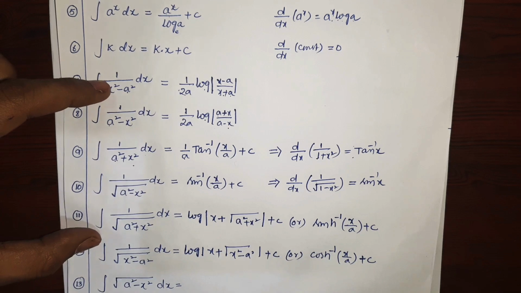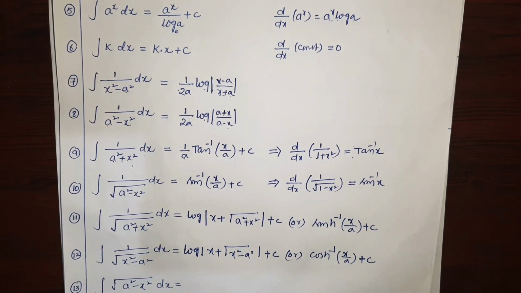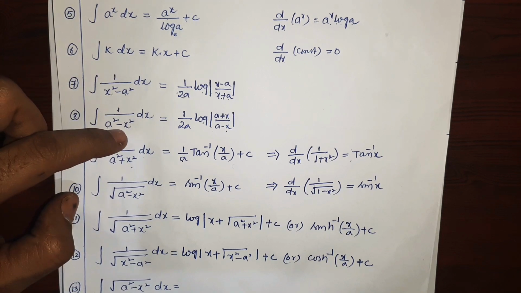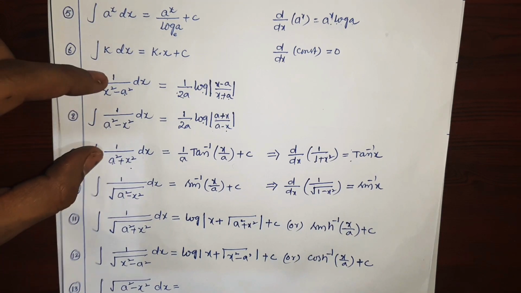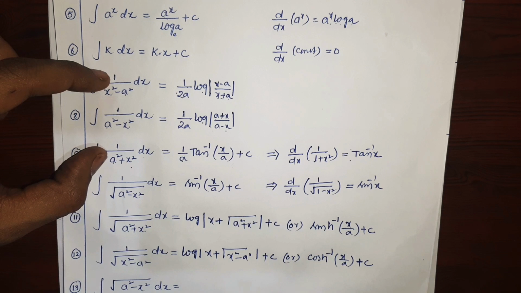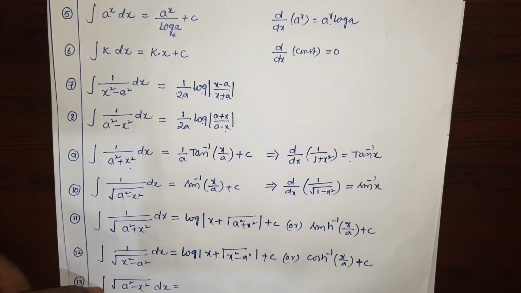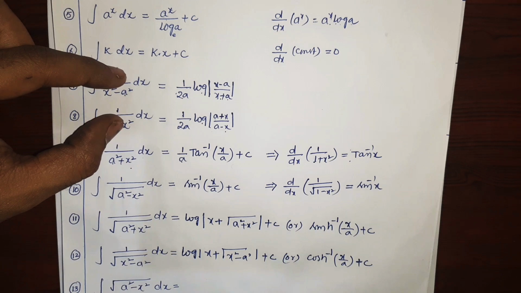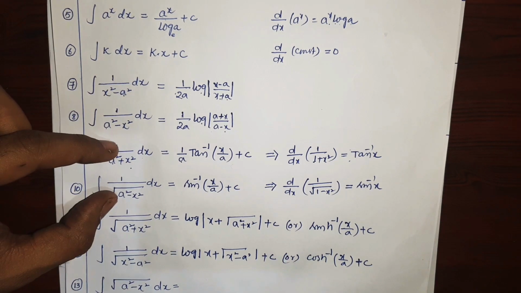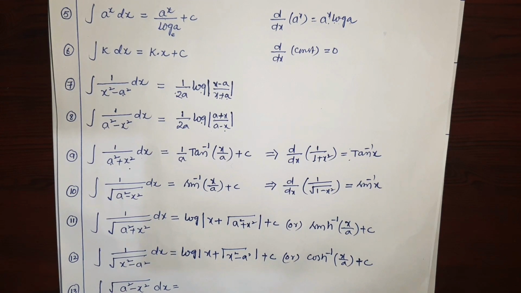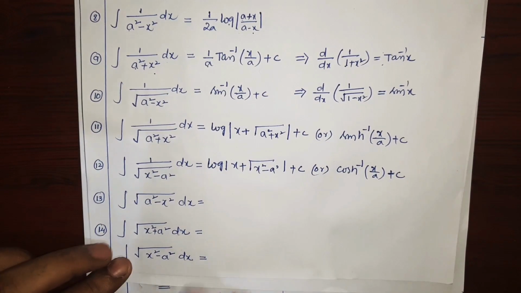So the starting 6 formulas are based on some logics. The first 3 formulas are without root in the denominator. The next 3 formulas are with root in the denominator. And the last 3 formulas are with root in the numerator. Okay. So one logic for 2 formulas, one logic for 2 formulas, one logic for the remaining 2 formulas. Now we will go for the next 3 formulas.